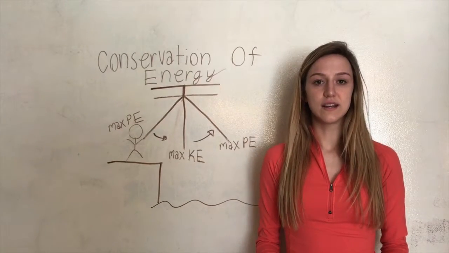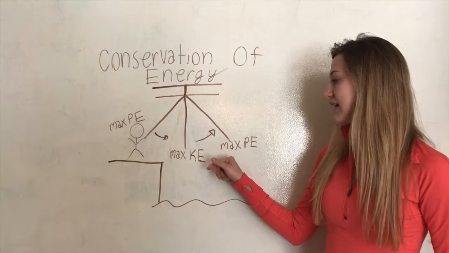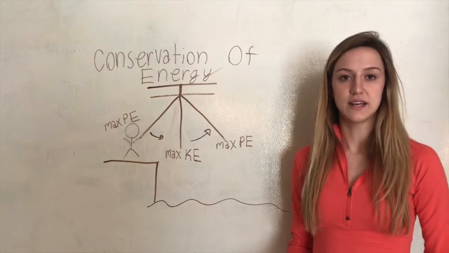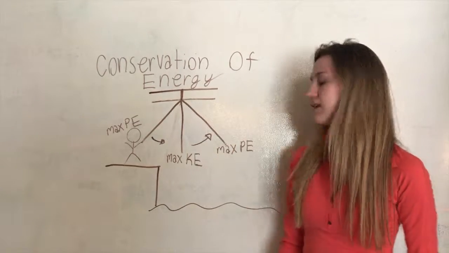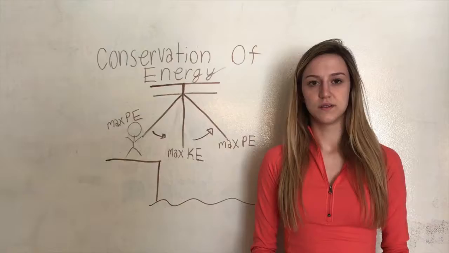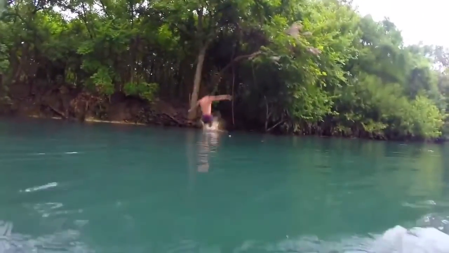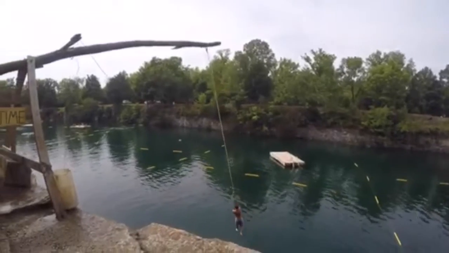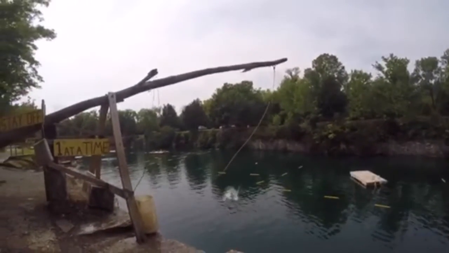When the daredevil is swinging back up, the maximum kinetic energy is now decreasing while potential energy is increasing, and at the end of his arc, the maximum potential energy of gravity resumes. The person who understands this concept will have a better chance of success because they will know when to let go of the rope to transform the potential energy into the right amount of kinetic energy.